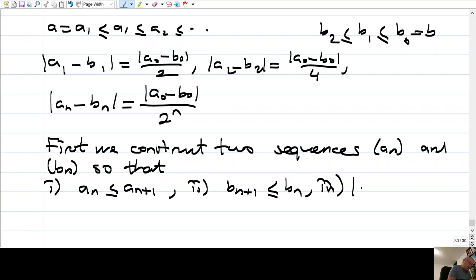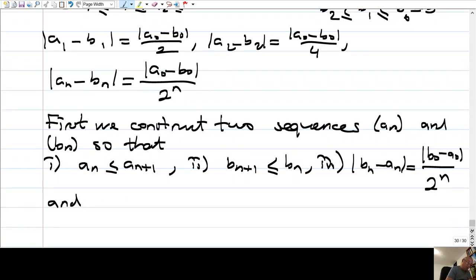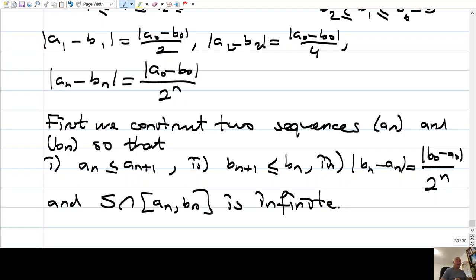okay, the third one, the distance between bn and an is b0 minus a0 divided by 2 to the power n. And the property we were choosing these intervals by was what? S intersection [an, bn] is infinite. Right? I choose this interval so that it contains infinitely many elements from S.